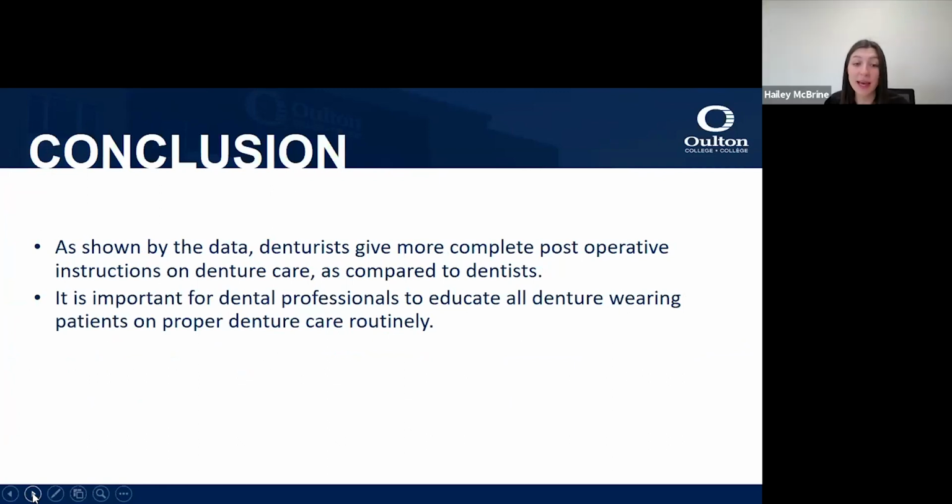So as shown by the data, denturists give more complete post-operative instructions on denture care as compared to dentists, which was very interesting because originally Molly and I had thought it would be the opposite. We suspected that the dentist would give more complete post-operative instructions. However, we were proven wrong.